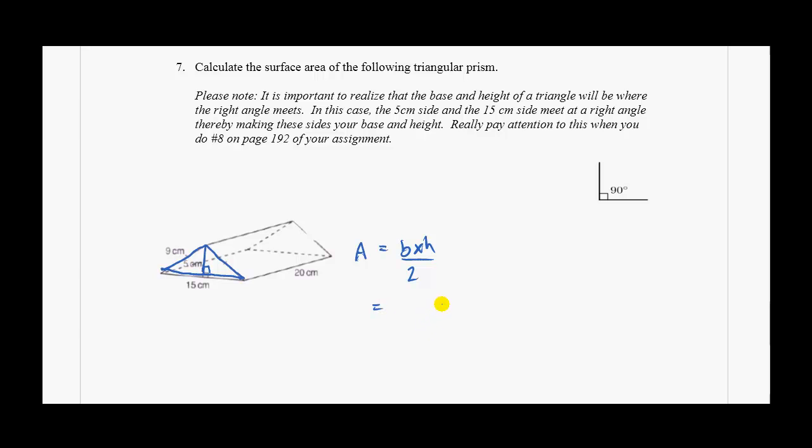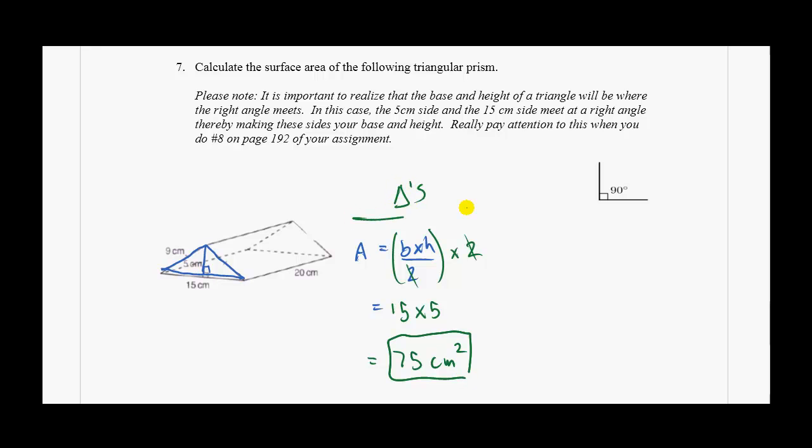Area is base times height divided by 2. Since there are 2 triangles, we will multiply by 2. The 2's can cancel out, and we're left with base times height, which is a base of 15 times a height of 5. 75 square centimeters. That takes care of our triangles.